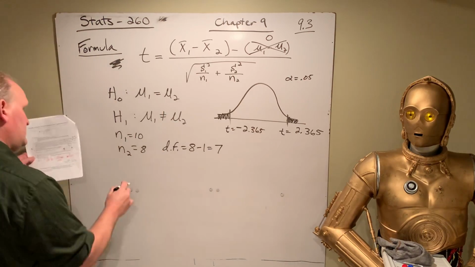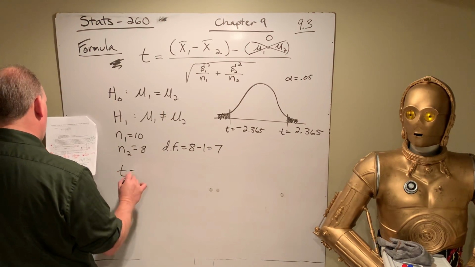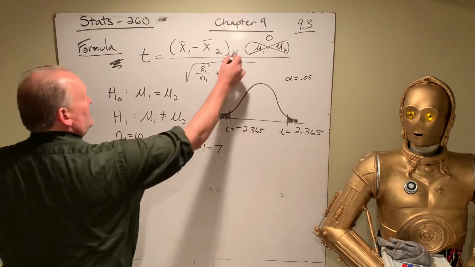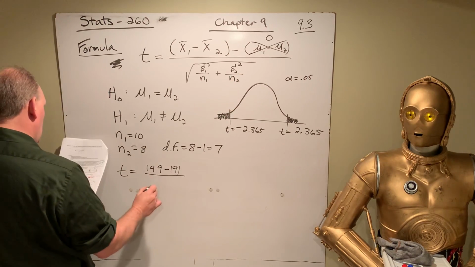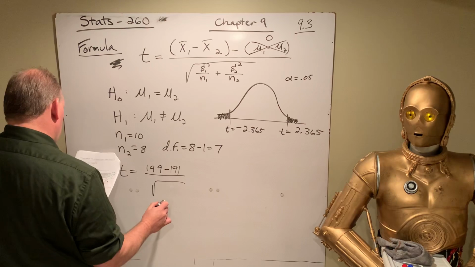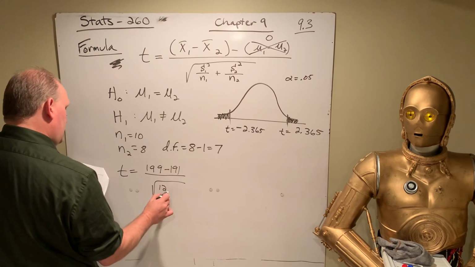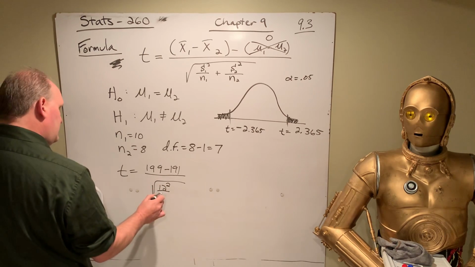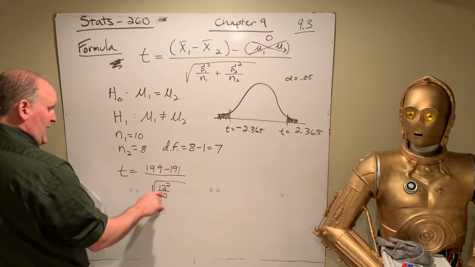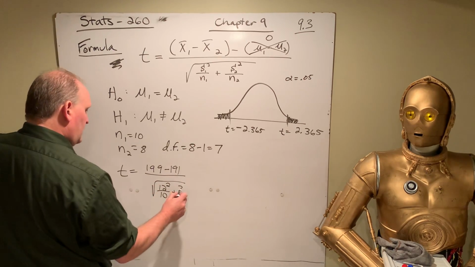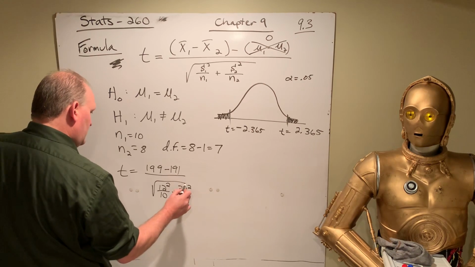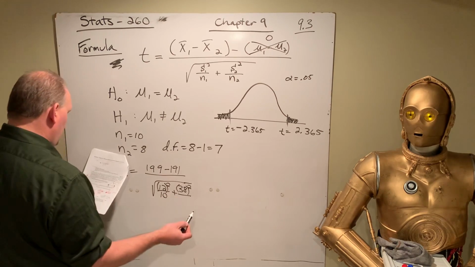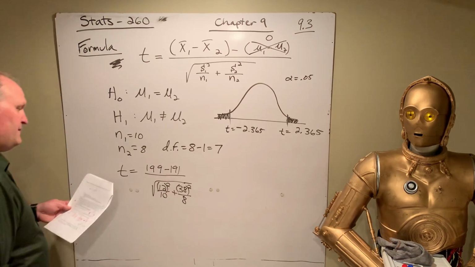Compute the test. So let's do that. They have a little space for us to do that. And they have the answer too, though. So 199 minus 191. It's minus 0, so we don't care about that. Over the square root of the first one had a standard deviation of 12. So we'll do 12 squared. We actually want the variance. Divided by the sample size, 10 for that one, plus, I told you this was alarming, 38 squared. That's pretty big compared to this. And there were 8 samples in that one.